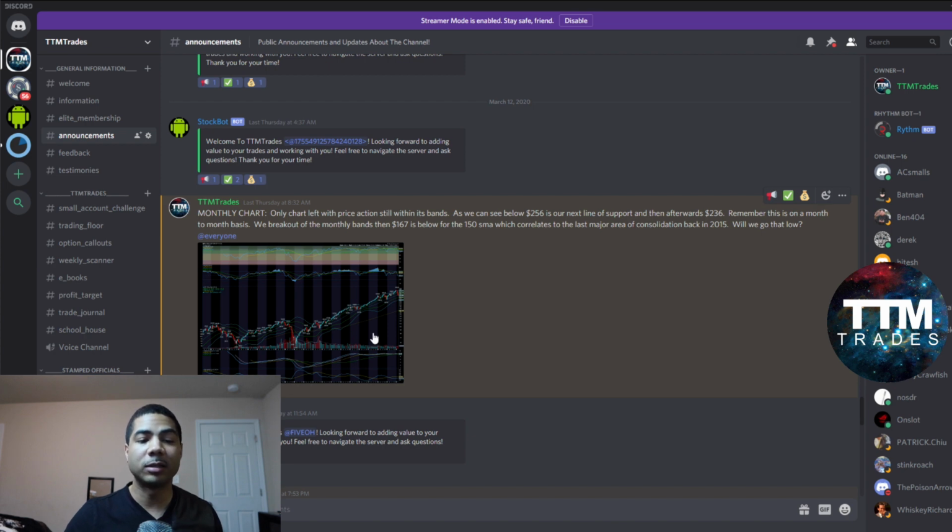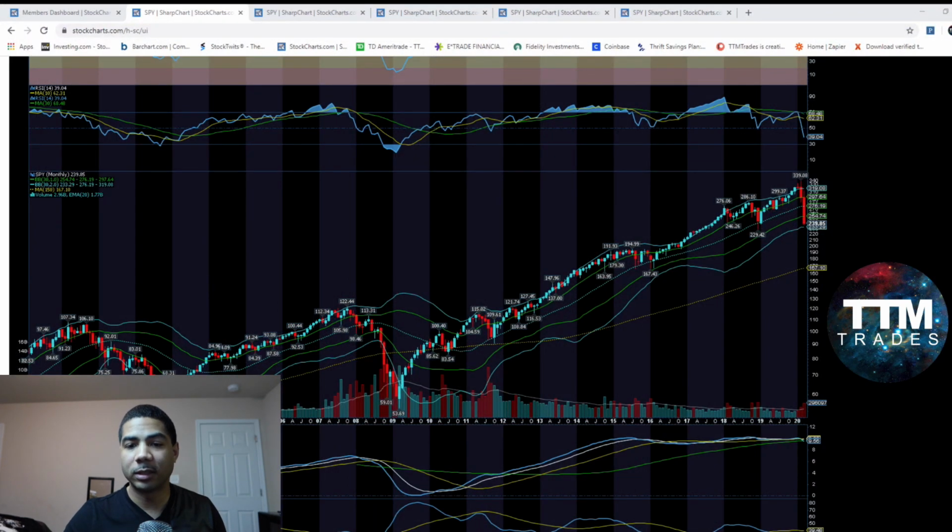If we break out of the monthly bands, then 167 is below for the 150 SMA, which correlates to the last major area of consolidation back in 2015, right? So if we go back to the charts and we look at this monthly chart, this was last Thursday before we broke down below that 256 range we were talking about, and that 237 right here where it's sitting at.